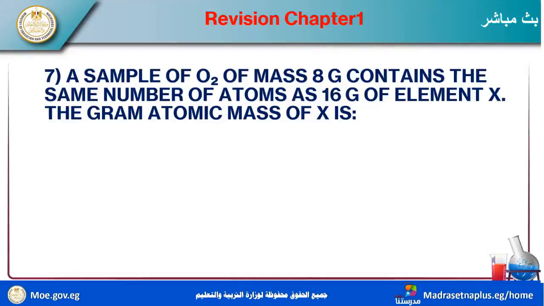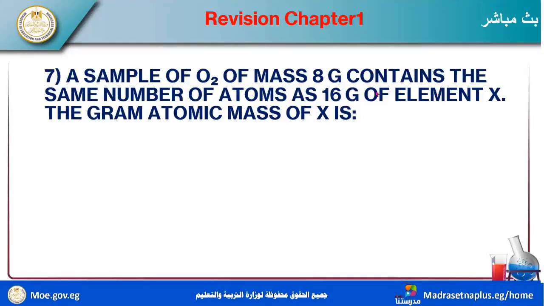A sample of O2 of mass 8 gram contains the same number of atoms as 16 gram of element X. The gram atomic mass of X is? Now you must understand that the sample is oxygen O2 of mass 8 gram. 8 divided by the molar mass of oxygen. Molar mass of oxygen equals 2 times 16, 32. 8 over 32 equals 0.25.